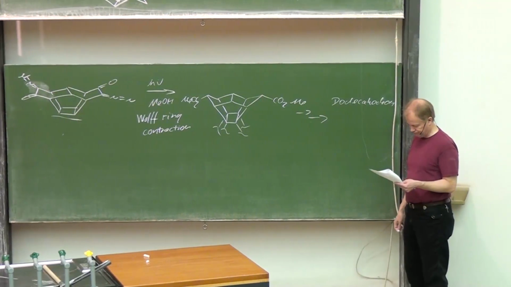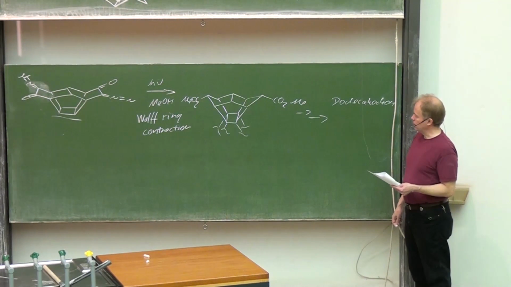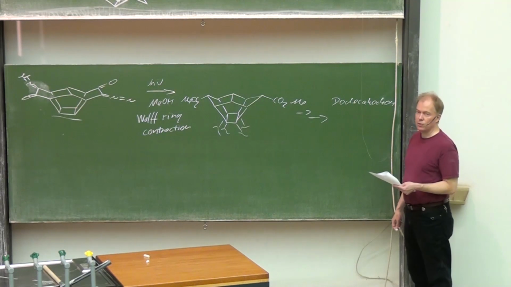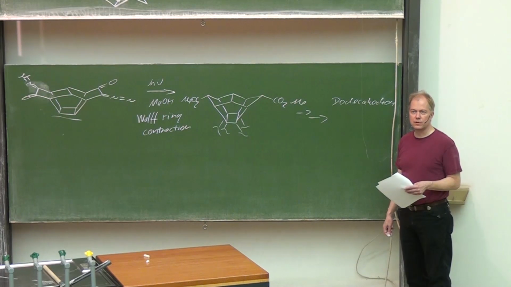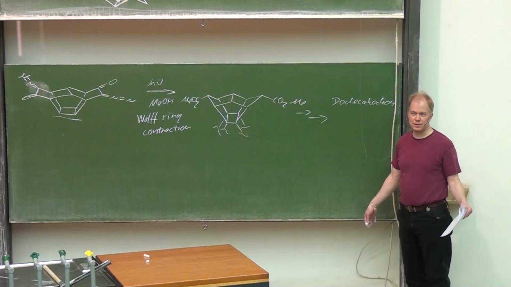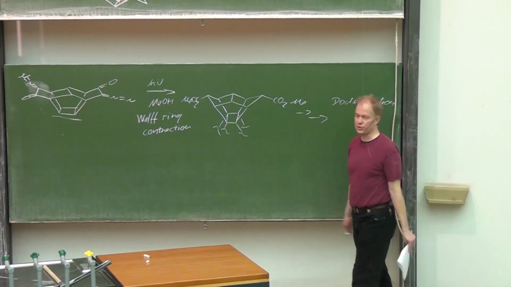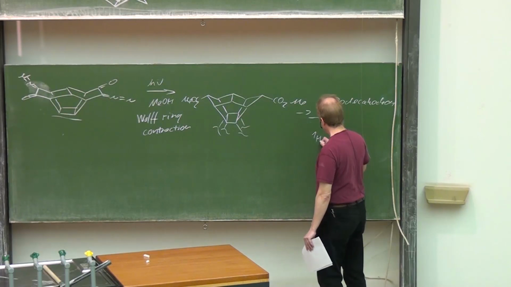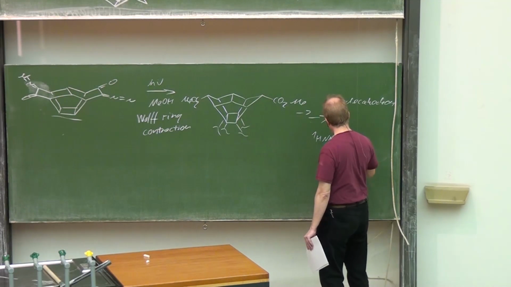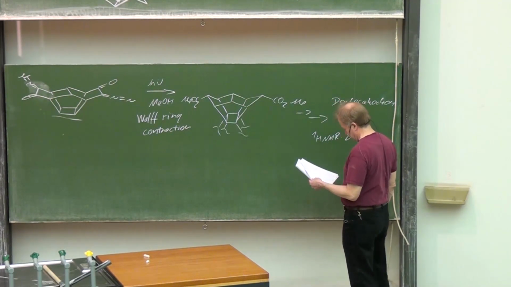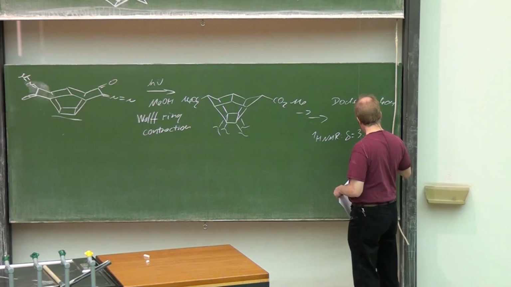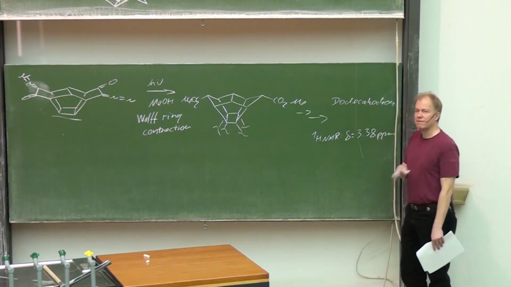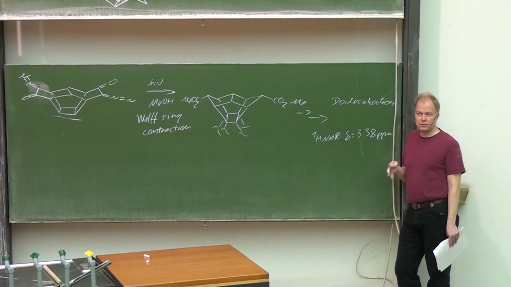So, well, what did they do with the dodecahedrane? They, of course, measured NMR spectra, right? Yeah, we would also do so, clearly. So, proton NMR, one singlet at 3.38 ppm.